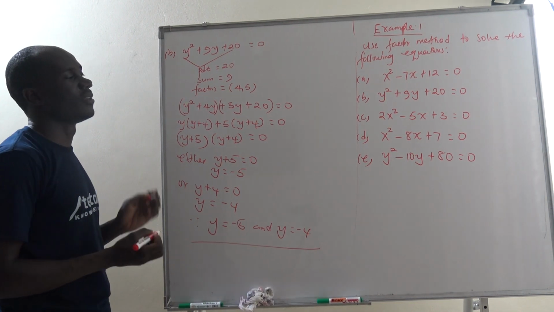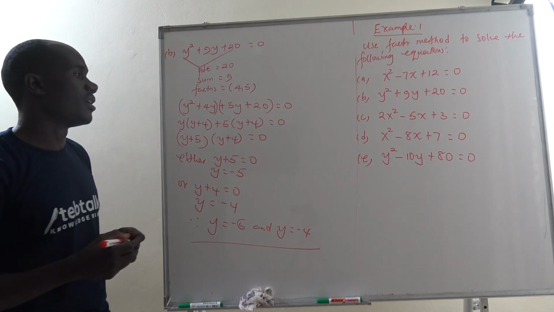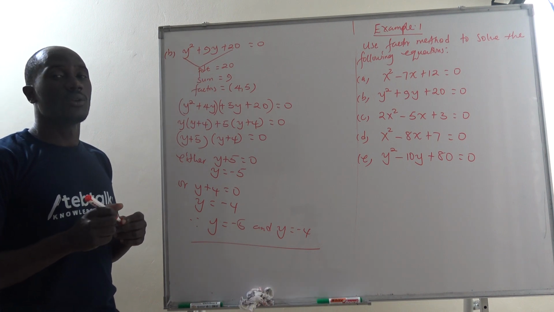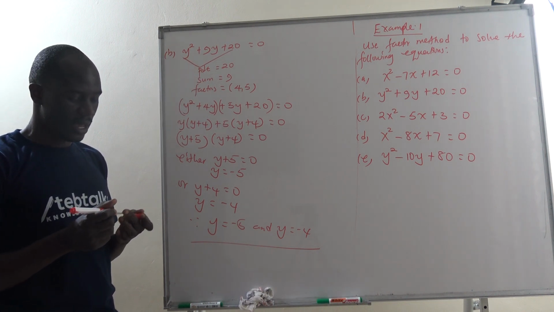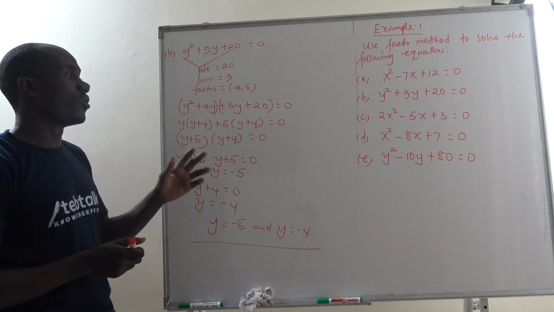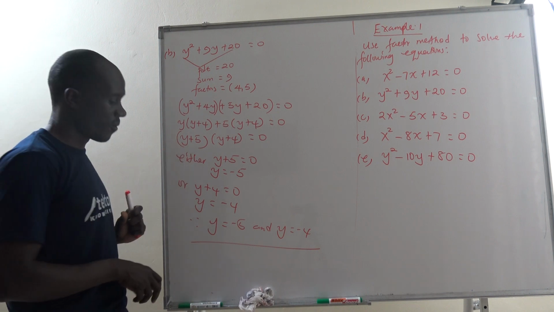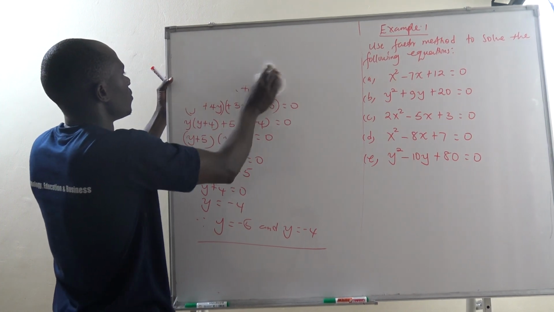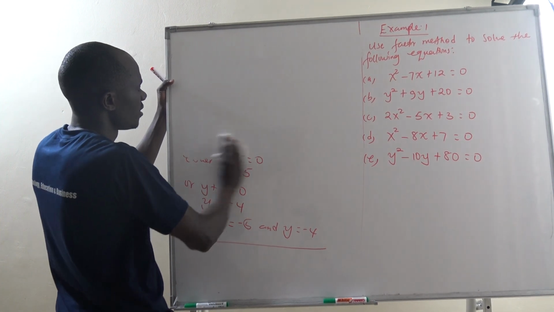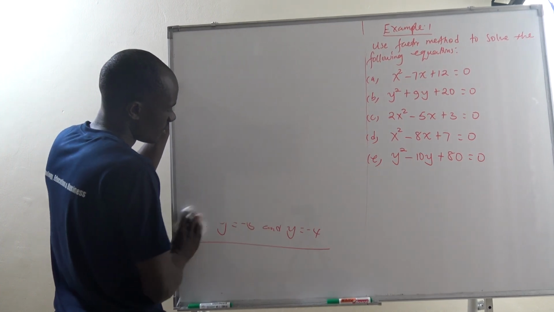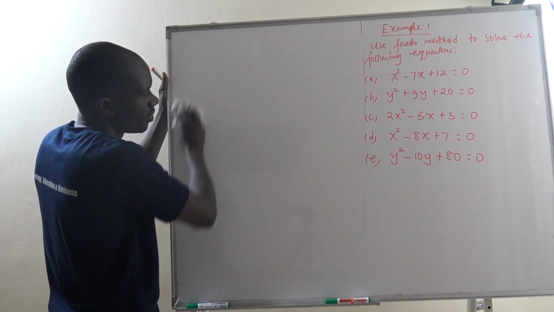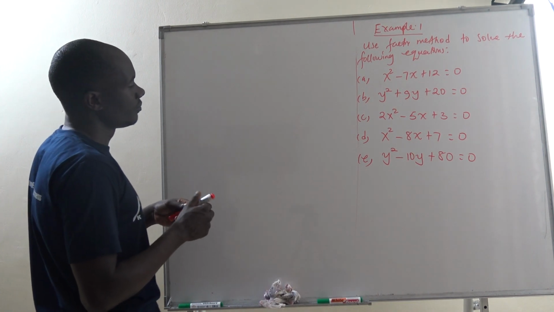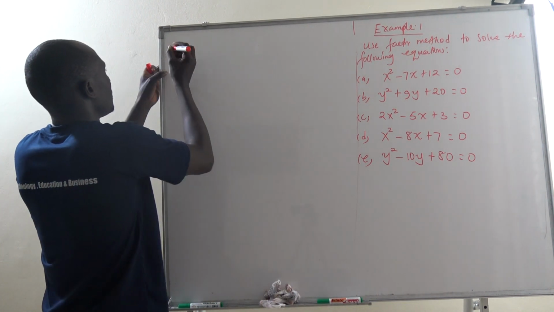Therefore, y equals negative 5 and y equals negative 4. This is the way we do those ones using the sum and product. Now we are going to go to the solution for part C.